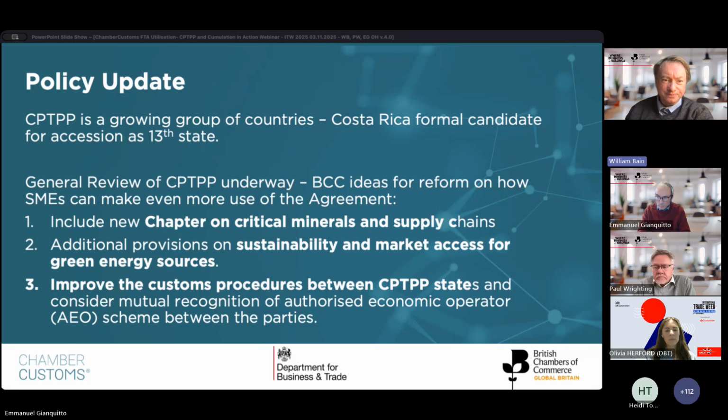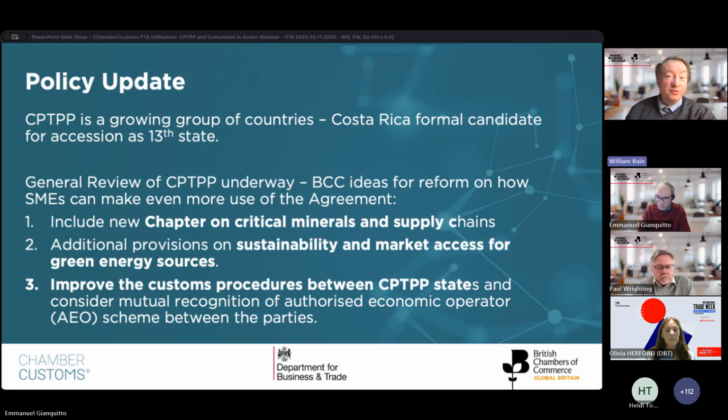We also believe that there could be stronger provisions within CPTPP in terms of sustainability, but also market access for green energy sources. This is an area where the UK is particularly strong, both in our provision of green hydrogen, but also in terms of wind turbines and other climate-friendly technologies. So again, an upgraded set of terms in the agreement that facilitates greater market access for these goods would be something that was very much in the UK export interest.